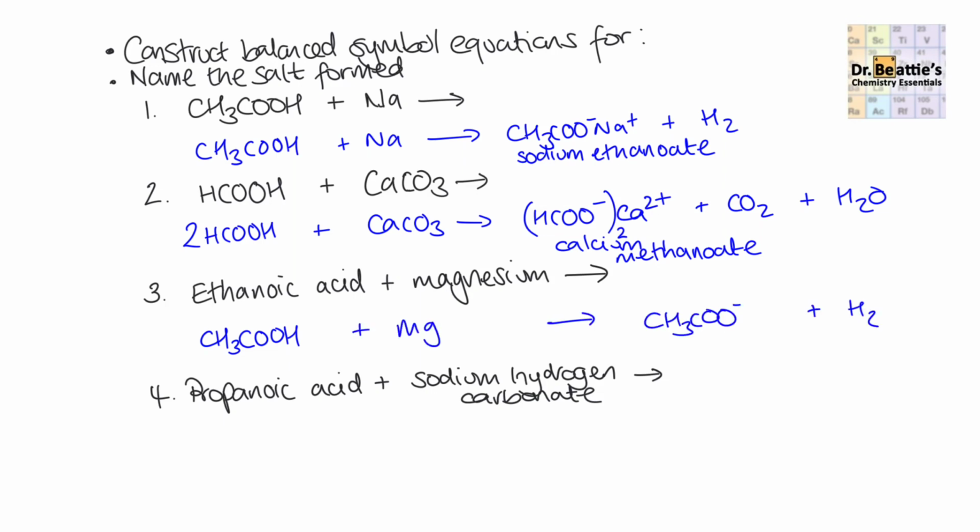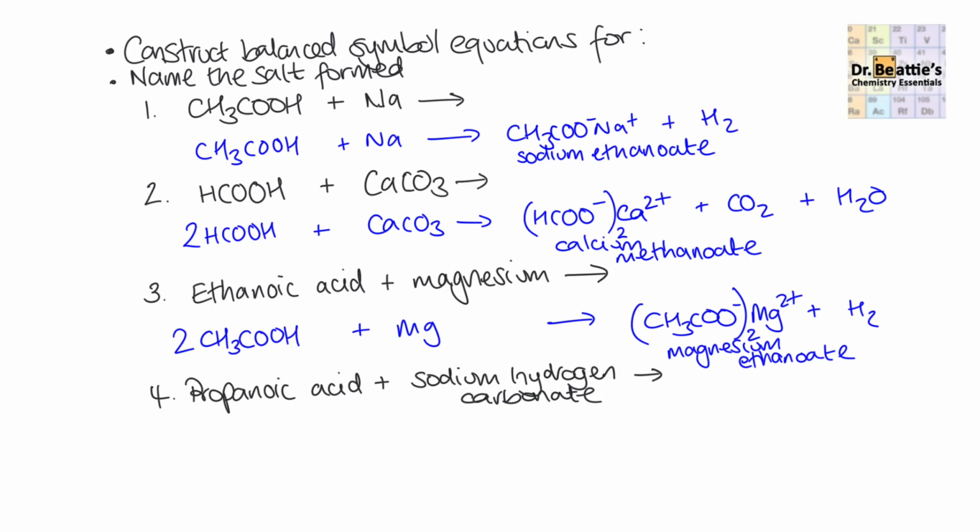Now, just like part 2, magnesium's a group 2 metal, just like calcium's group 2. So the charge on that is Mg2+. So therefore, we need 2 of the ethanoates. And so we put 2 there. The name is magnesium ethanoate.